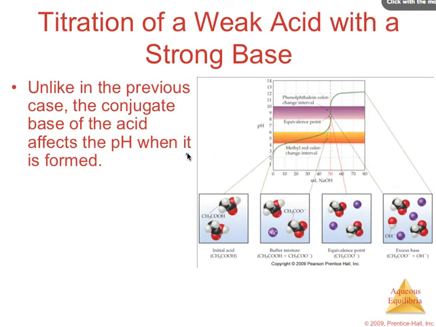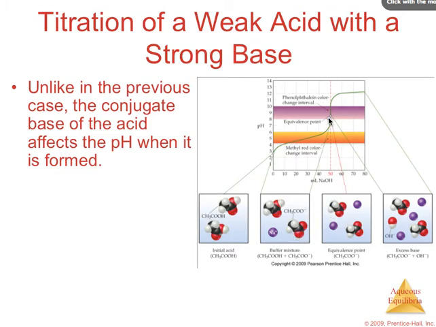It looks a little different when we are titrating a weak acid with a strong base. Okay? It's the conjugate base of this acid that affects the pH as it's formed. So at the very beginning, I have the initial weak acid, okay, slightly higher pH. Throughout this curve, they call this the buffer region, because I really have a buffer mixture of the acid and its salt. And as we've seen, that is the buffer.